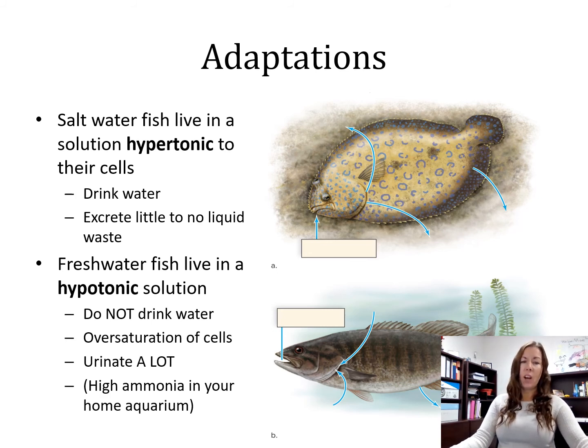Freshwater fish live in a hypotonic solution, so to avoid water just flowing in and causing all of their cells to rupture, they don't drink water because they're already living in fresh water. And they urinate a lot, and that accounts for the high ammonia in your home aquarium. Freshwater fish have to pee a lot to get rid of the water so their cells don't rupture.